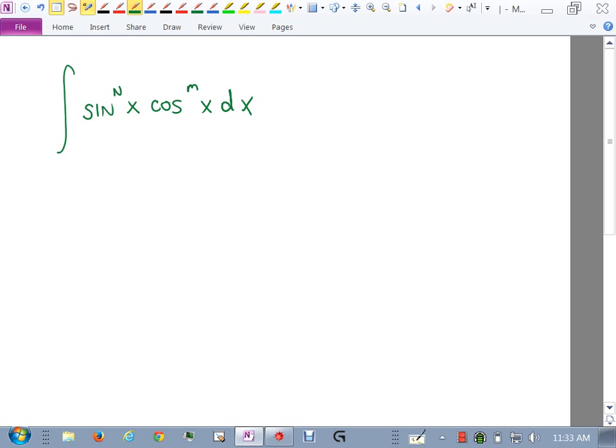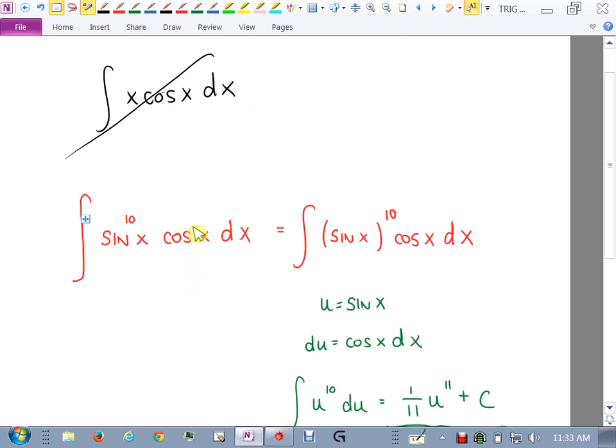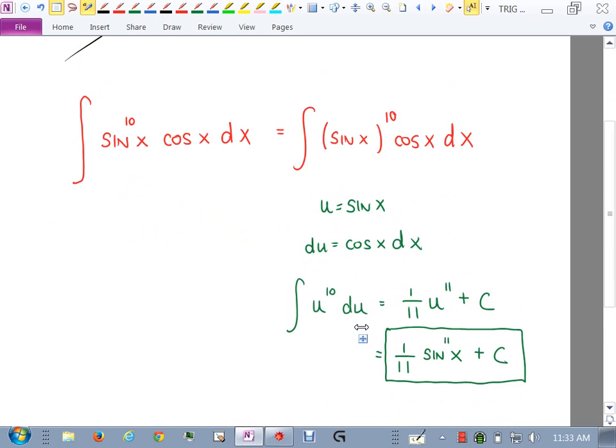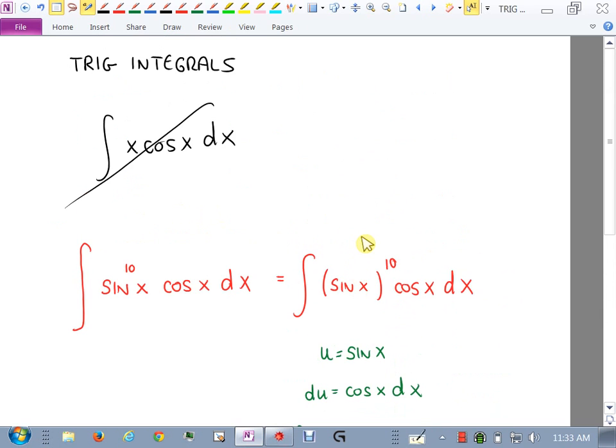The reason I'm not looking at this yet is because in the problem I just did, the power on cosine was 1. And so I'm not referring to this formula sheet yet. I only want to refer to this formula sheet when the powers on the sine and cosine are different than 1. Because if one of these is 1, then you can do exactly what I just did here. Okay, let's move on to another one now.